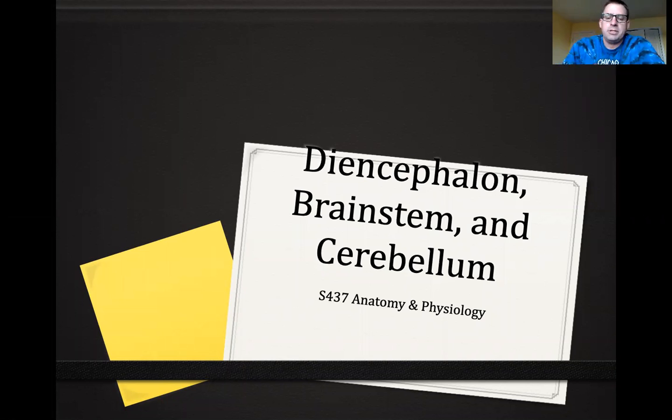So what we're going to do is talk about the other three of the four regions of the brain. We talked extensively about the cerebrum last time. But remember, there were four regions total, and three others that we still have to take a look at. One is the diencephalon, another is the brainstem, and then the last one is the cerebellum.